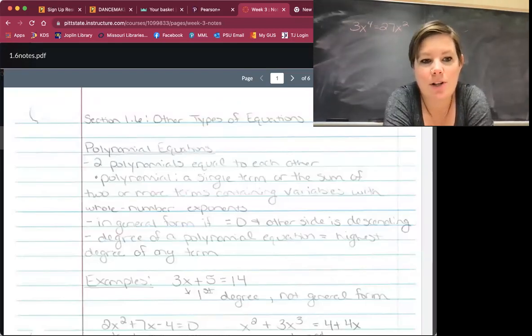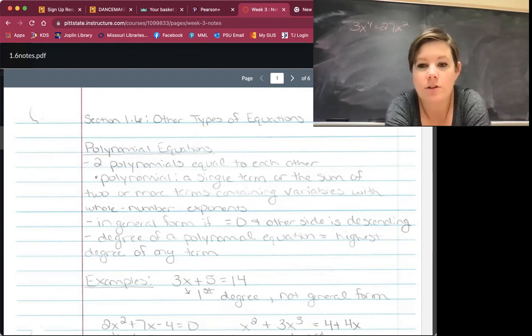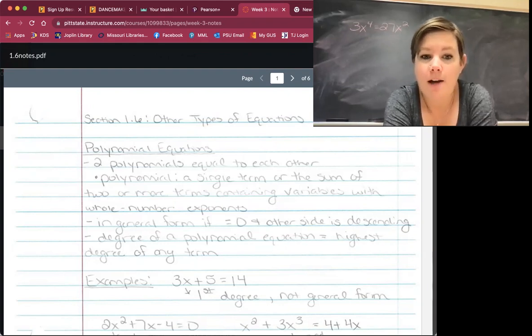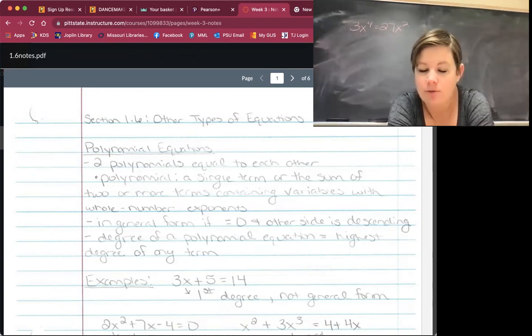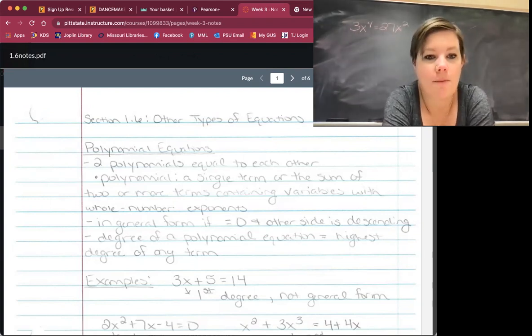Hey guys, so we're going to talk about section 1.6 today, which is other types of equations. Section 1.5 was all over quadratic equations, which is a very specific type of equation. And so today we're going to broaden our horizon a little bit and talk about others. So the first type of equation we're going to talk about is called a polynomial equation.